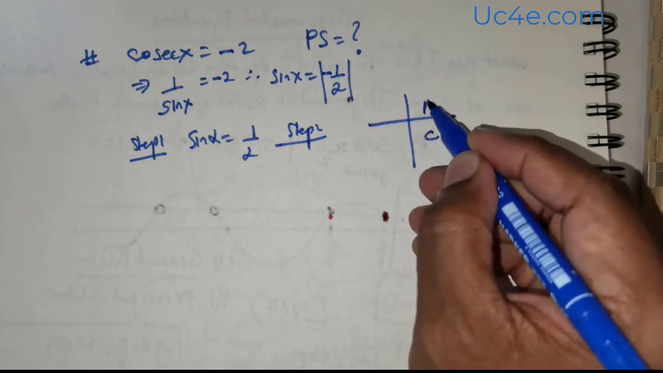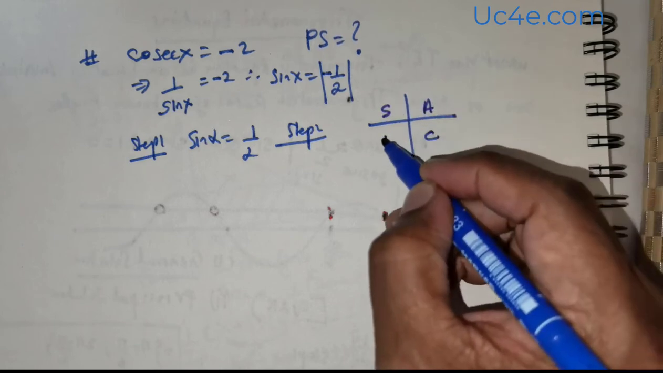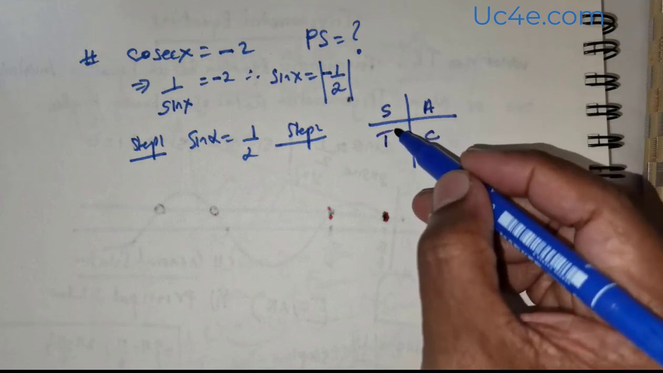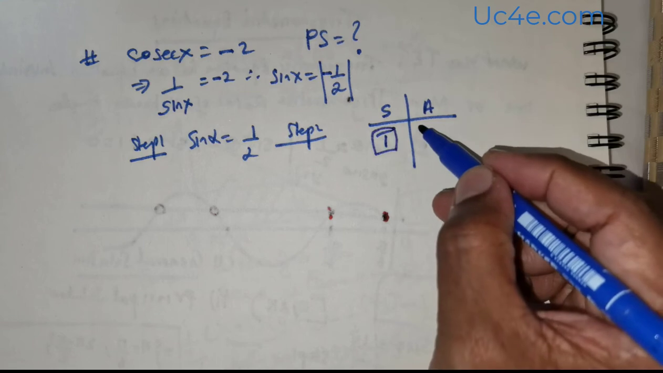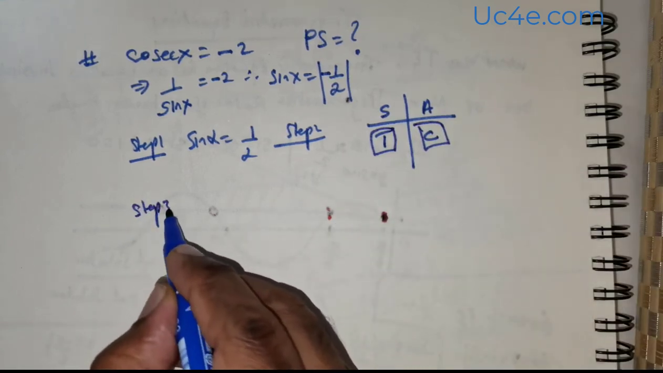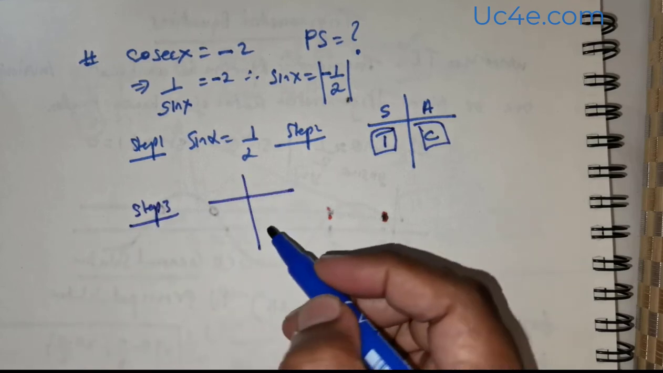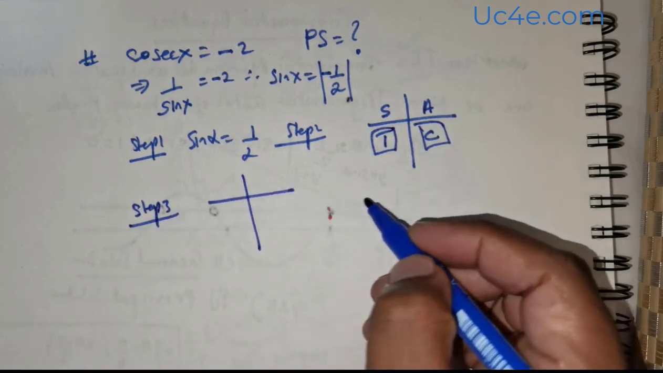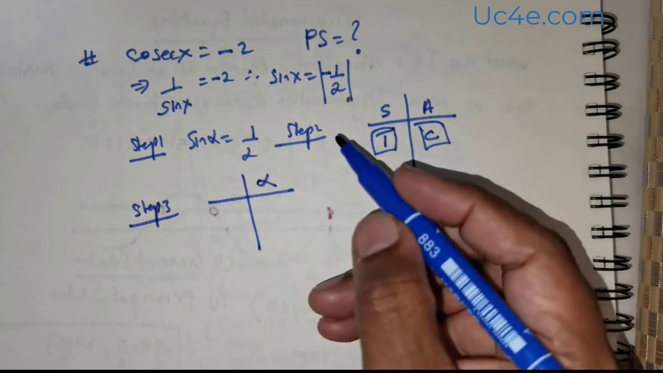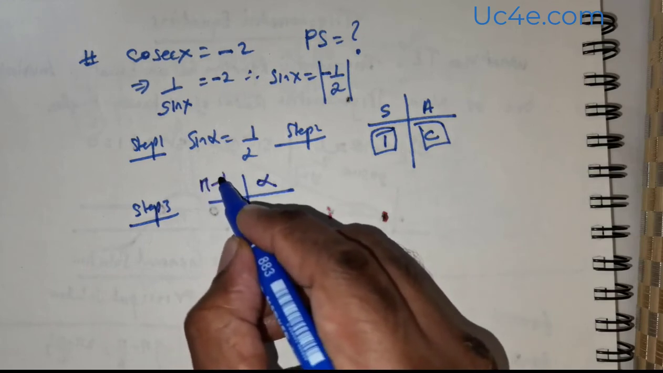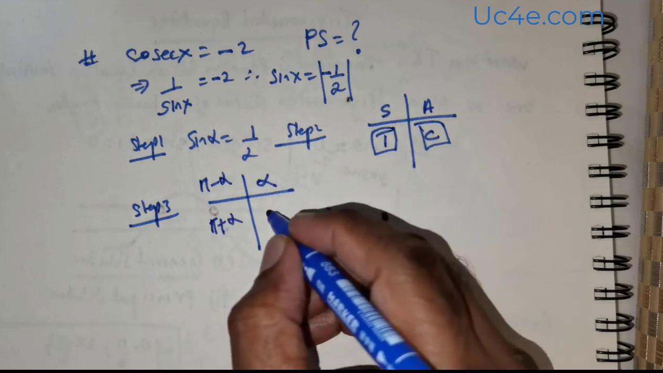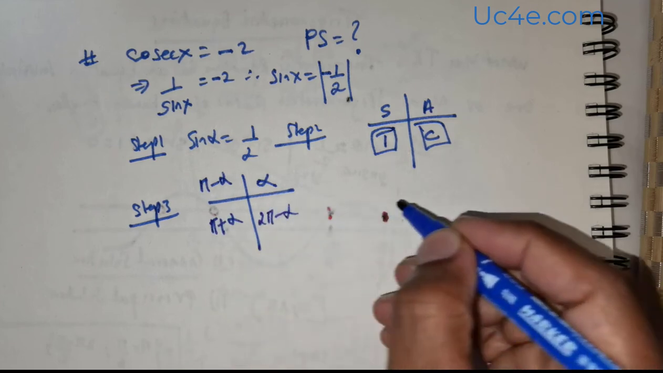Clearly, if we were to apply the CAST measure, we know that sine is going to be negative in the third quadrant and in the fourth quadrant. So having got that, let us go to step number 3 and find out the values that theta can take in these quadrants. In the first quadrant, theta takes alpha, or in this case x will take alpha. Second quadrant is going to be pi minus alpha. Third quadrant is going to be pi plus alpha. The fourth quadrant is going to be 2 pi minus alpha.